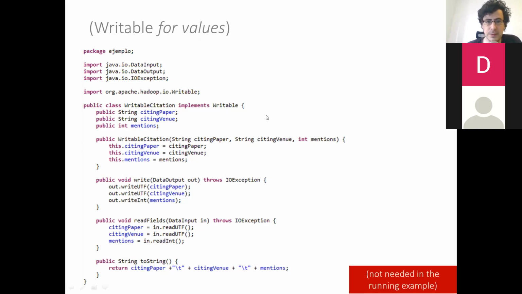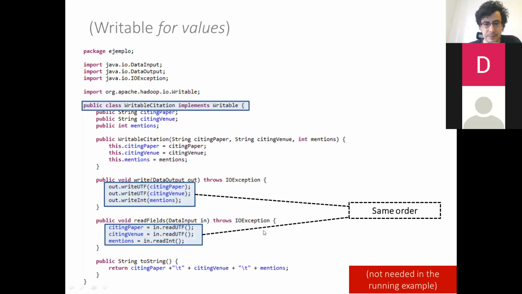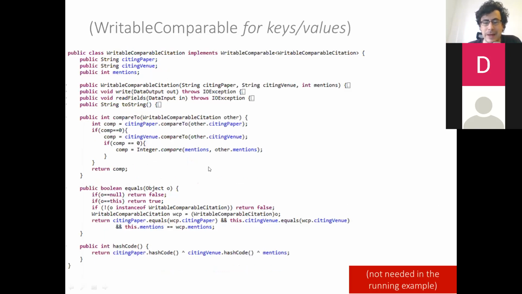So we're always working with key values. You need a Writable interface if you want to implement a new type of value. So we have to implement Writable. We have to write out the fields we want, and we have to read those fields back in. So these should be in the same order. Okay, if we want to use something as keys and values, we need to implement WritableComparable.